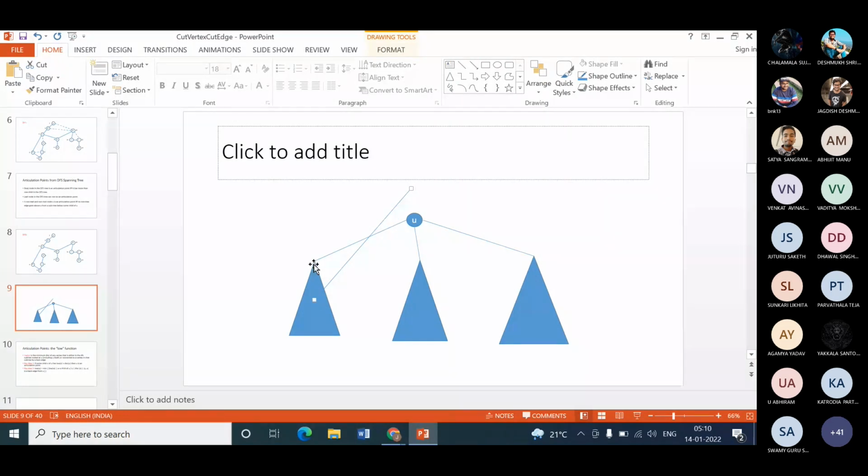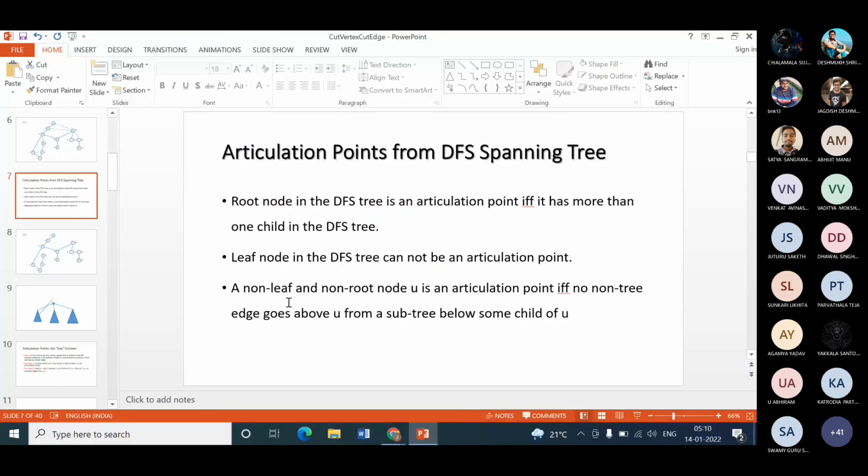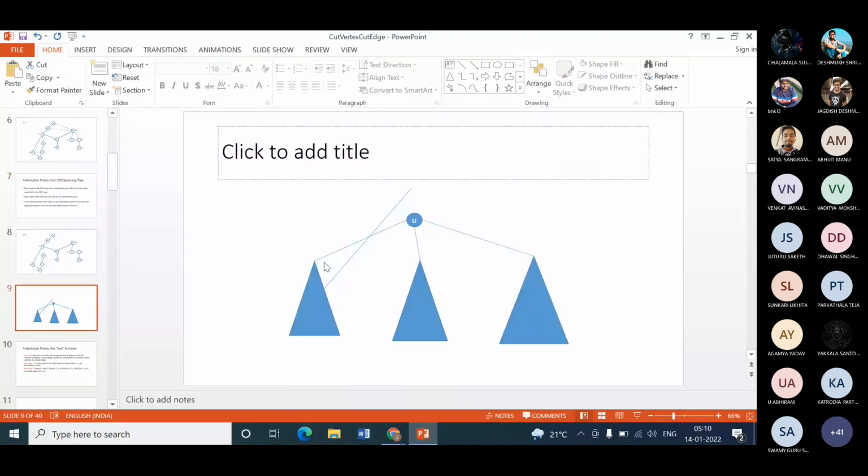A non-leaf and non-root node U is an articulation point if no non-tree edge, no back edge goes above U from a subtree below some child of U. मतलब ये सब सब ट्री. So these are the children of U and these are the subtrees of those children. यहां से U के ऊपर तक कोई एज नहीं गया होगा, बैक एज. So these are the tree edges and this is a back edge.